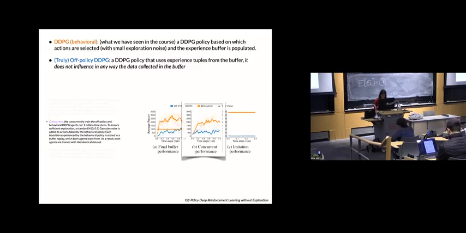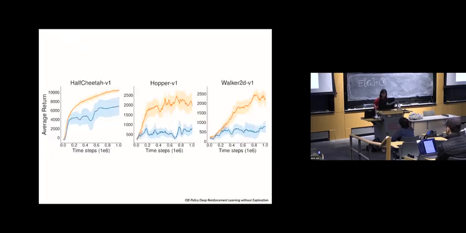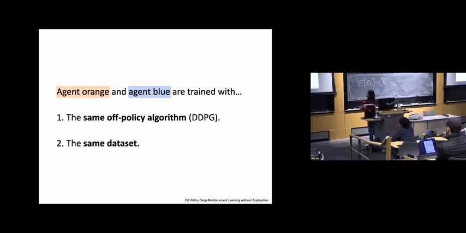So this is the concurrent buffer, and it's actually doing pretty poorly. I thought it was a very, very interesting example. Here, the orange and the blue are trained on 3 different RL environments. These are slides from this paper. The orange agent and the blue agent are trained with the same off-policy algorithm and on the same data set. Consider the concurrent buffer.